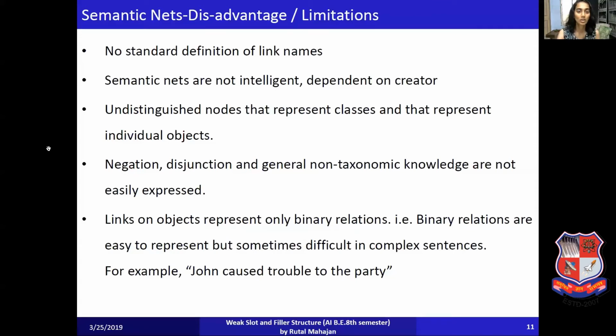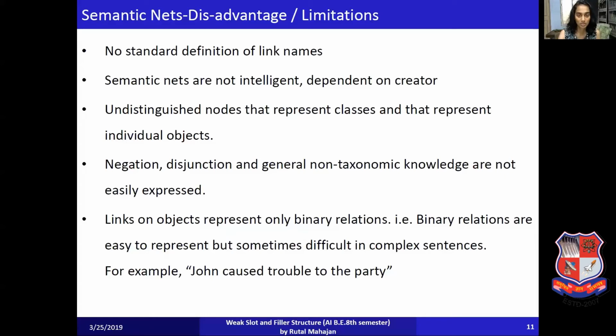This can express only simple binary relationships very easily. We have seen in the examples that simple relationships we can easily express using semantic net, but certain complex statements are quite difficult to make. Links on objects represent only binary relations. Binary relations are easy to represent but sometimes difficult in complex sentences.